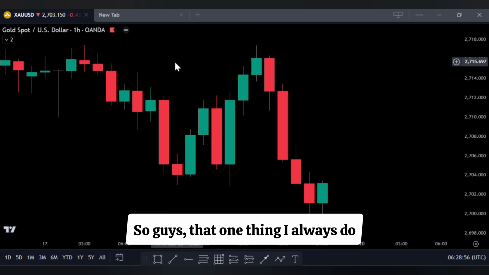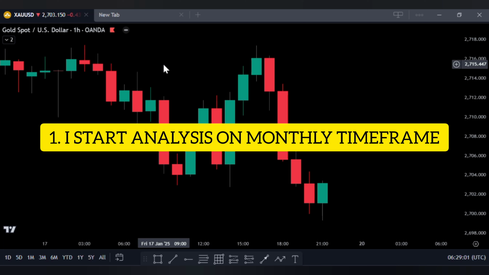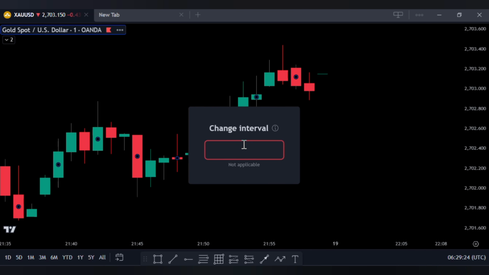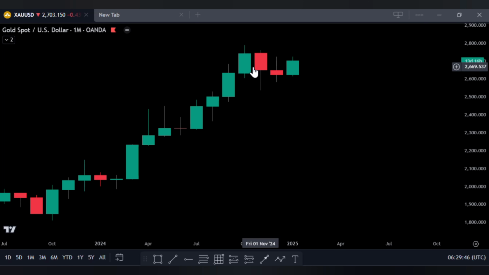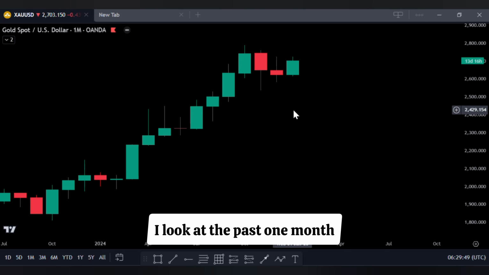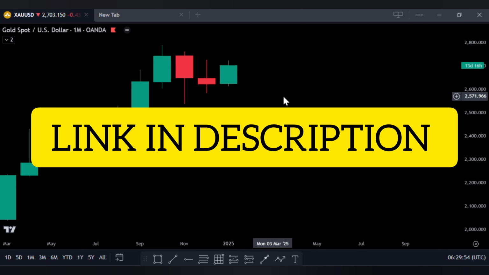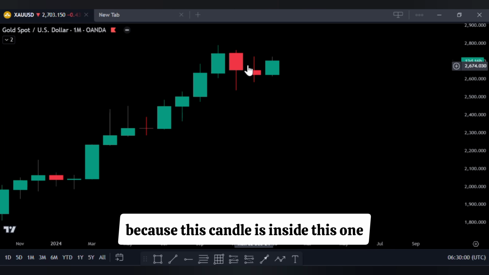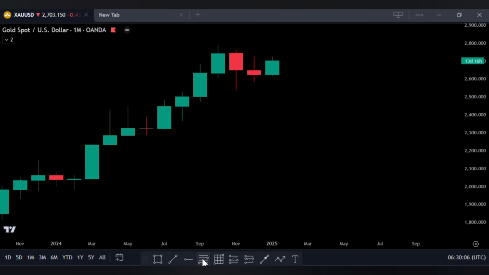So guys, one thing I always do, I always start my analysis on the monthly time frame. The first thing I do is go to the monthly time frame and look at the past 1 month. What has the price been doing? If you look at my last video, I marked this candle rather than this one, because this candle is inside this one. So what I do is mark the high of this and the low of this one.